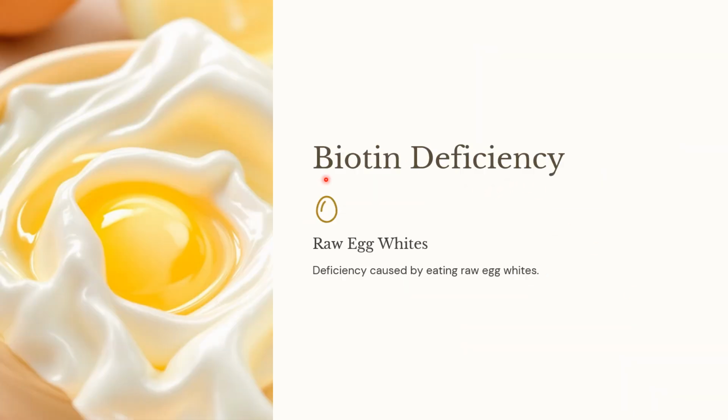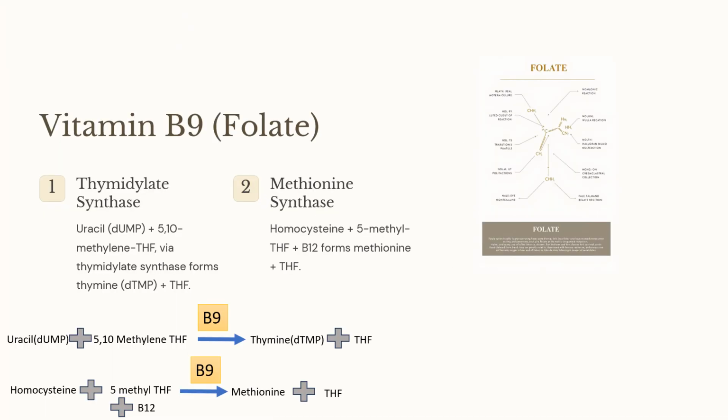And we can acquire biotin deficiency by eating raw egg whites. This is because of the avidin protein which is present in the egg white, which can bind with the biotin and result in biotin deficiency.